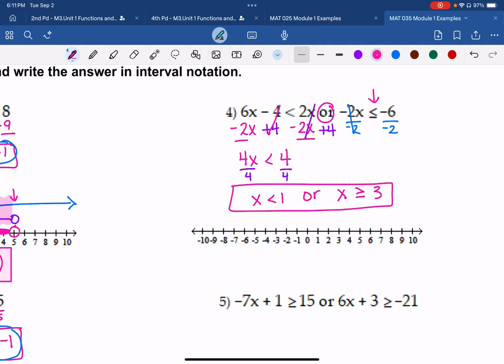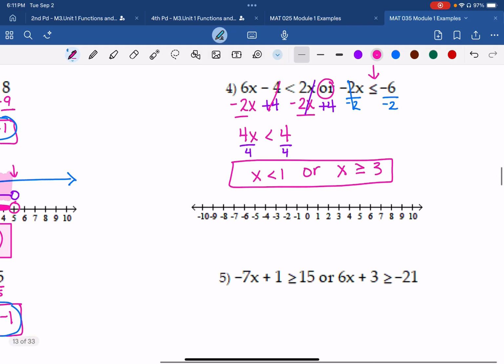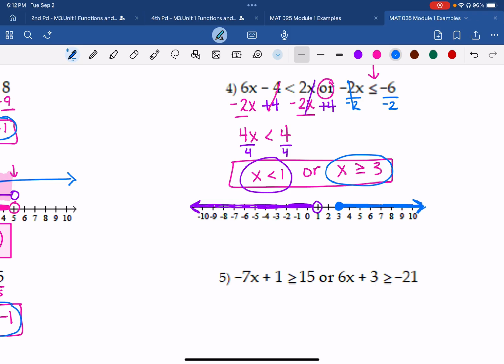Now, to graph this, for an or statement, it just needs to be in one or the other or both. So I'm going to go and we'll graph this one. So 1, it is open and to the left. And then 3 is closed and to the right. And for or, they do not need to overlap. You're going to shade and keep everything.